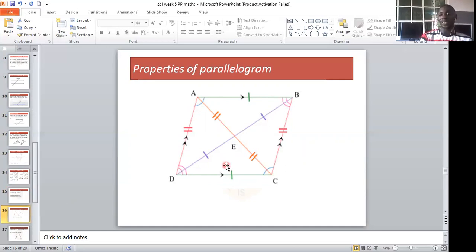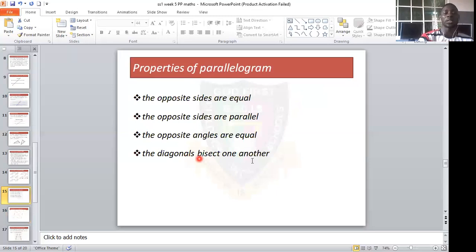But when you bisect, when you divide it into two, splitting into two, you join the lines AC and BD. Let the point of intersection be labelled E. That is, DE must be equal to BE, and AE must be equal to CE. That's what it talks about here, that the diagonals bisect one another.